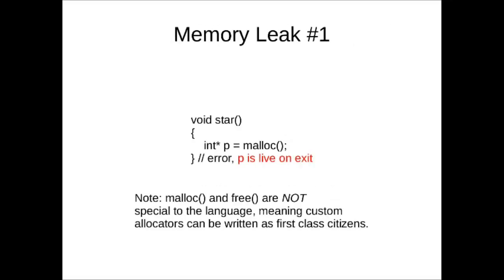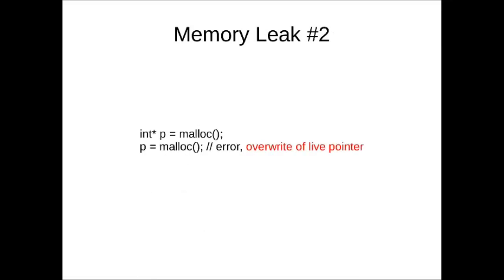Visiting once again a previous example from the point of view of storage allocation, this illustrates one type of memory leak detected: allocate and never free. Memory leak number 2 is losing a pointer because its value was overwritten.